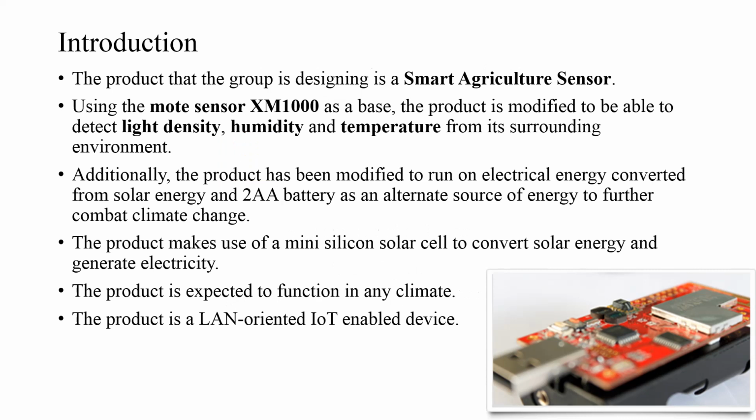Introduction. The product that the group is designing is a smart agriculture sensor. Using the mote sensor XM1000 as a base, the product is modified to be able to detect light density, humidity, and temperature from its surrounding environment. Additionally, the product has been modified to run on electrical energy converted from solar energy and 2AA battery as an alternate source of energy to further combat climate change.